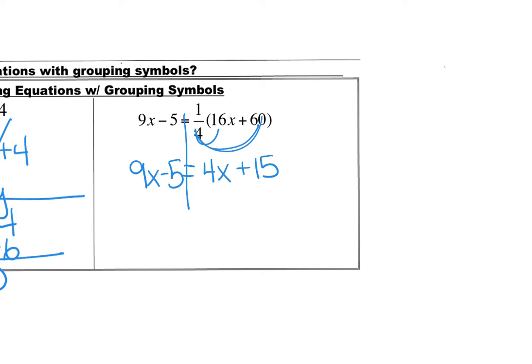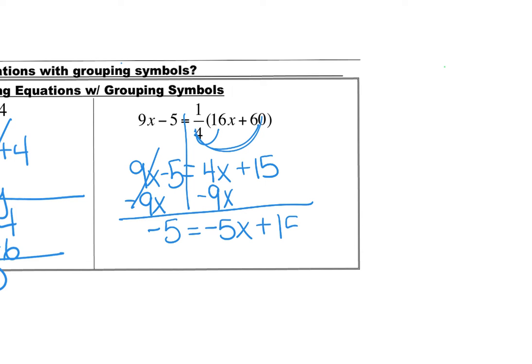Normally I'd probably subtract the 9x, because I like to keep my number with the variable positive, but I would like to show that you're able to do it either way. So I'm going to subtract my 9x on both sides, and I'd have negative 5 is equal to negative 5x plus 15.